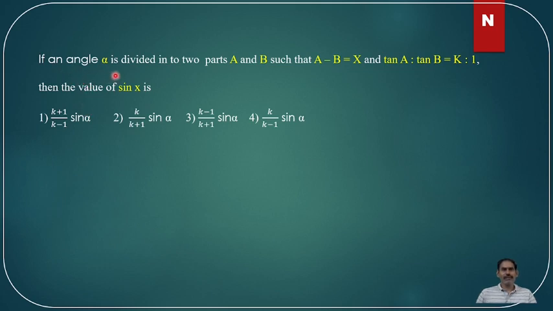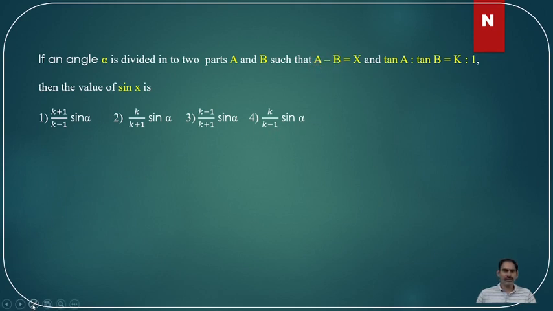If an angle alpha is divided into two parts A and B such that A minus B equals x and tan A is to tan B equals k is to 1, then the value of sin x in terms of sin alpha is required. Here alpha is divided into two parts, so alpha can be written as A plus B. Also the second equation is A minus B equals x.